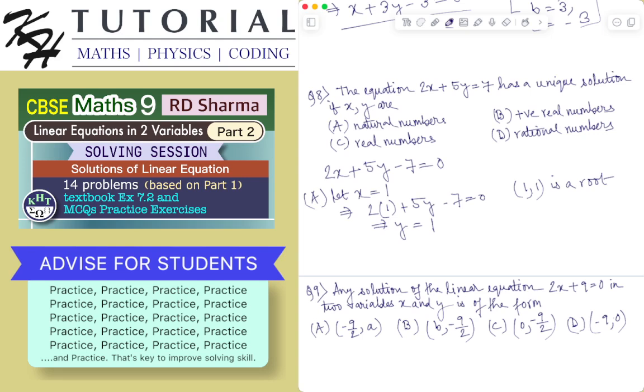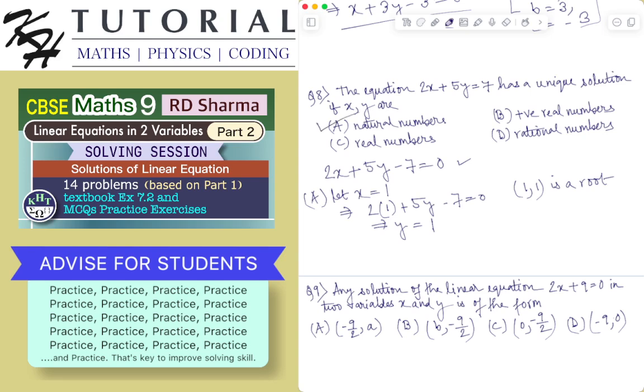Okay. Now you will see that if you consider any other natural values of x and y, then it will not satisfy the given linear equation. So the only root of this given linear equation where the values of x and y are natural numbers is (1, 1). So this means that the given linear equation will have a unique single solution, a root, if we consider the values of x and y as only natural numbers. So obviously the choice is A.